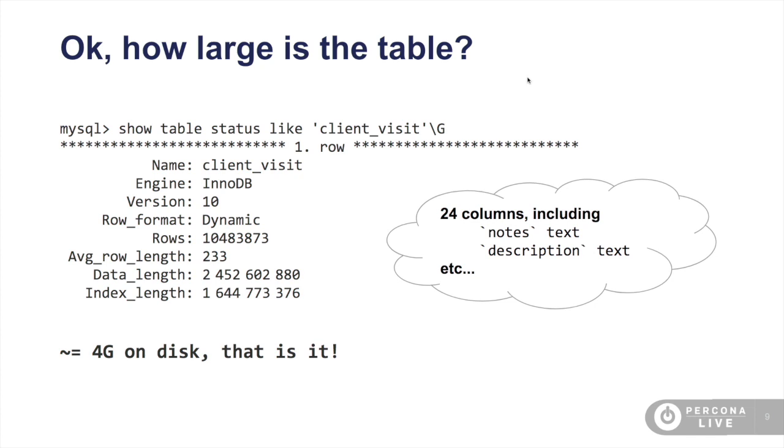Now, as a consultant, I would ask, how large is your table? And it turned out that the table is not that large. This is interesting. This is less than 4 gigs on disk. However, we have 24 columns in this table, including things like notes, which is text, and description, which is also text. So we are talking about 10 million rows and 4 gigs on disk. So it's nothing, but the MySQL query is still slow.